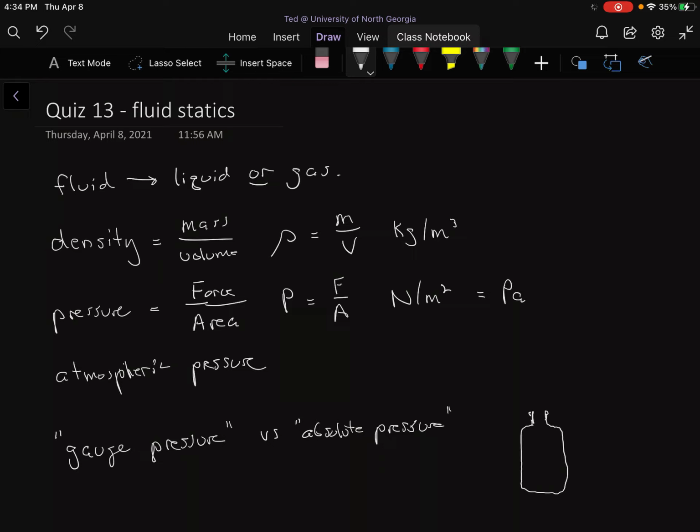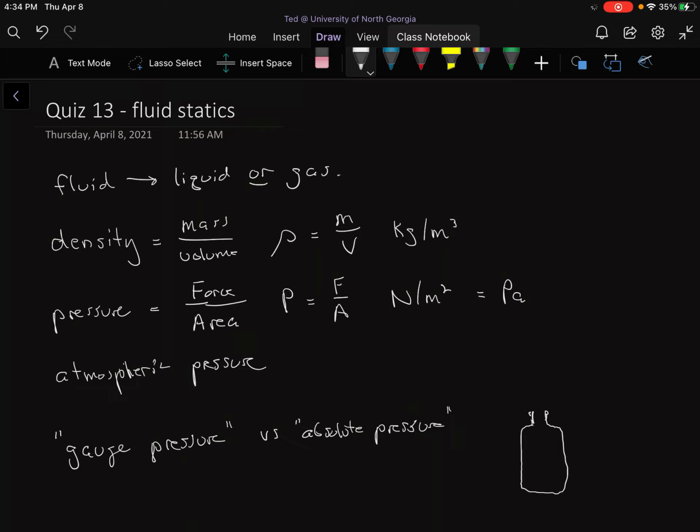Okay, and then we got pressure. Pressure is force divided by area. And so the symbol for pressure is a capital P. And the units for pressure are newtons per meter squared, which are the same thing as pascals.